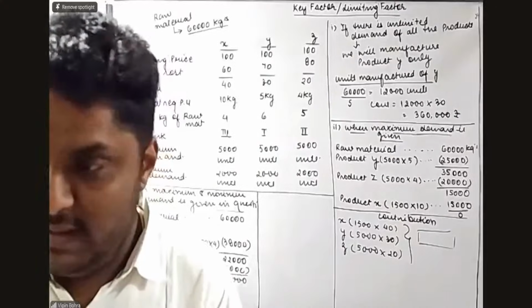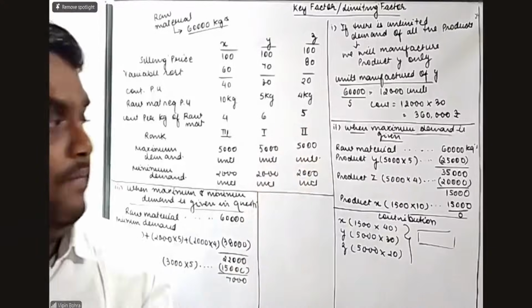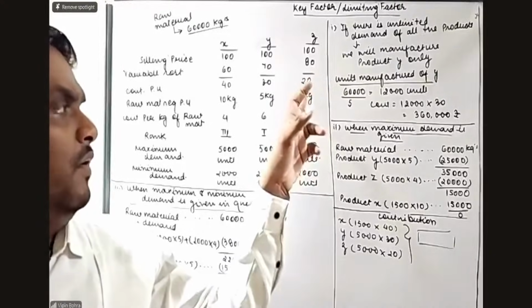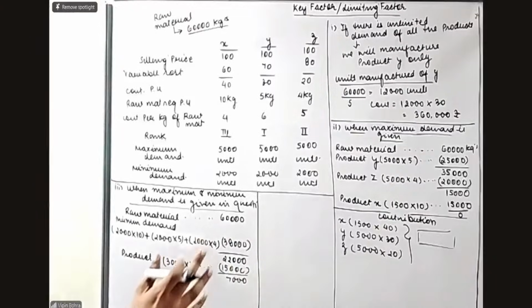So we are left out with 7,000 kgs of raw material. And thereafter, the second priority will be given to Z. And for manufacturing Z, 1 unit of Z, 4 kgs is required. So for Z, we can manufacture at the most 1750 units. So this is how we will utilize the raw material of 60,000.